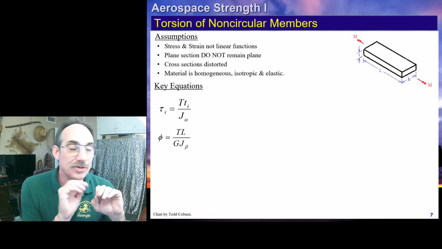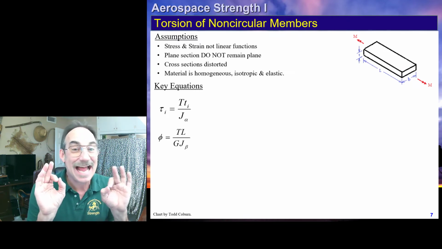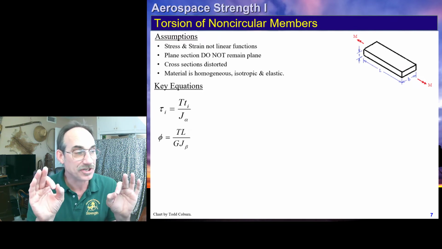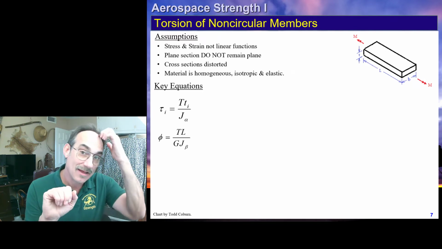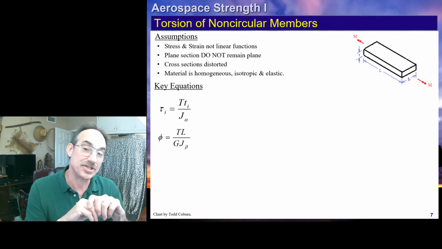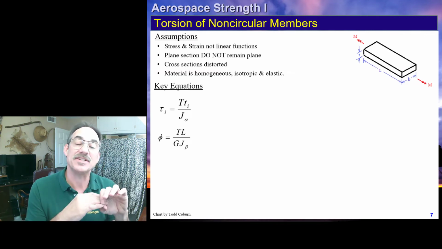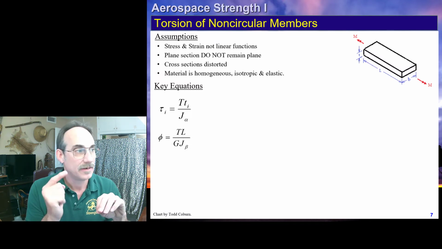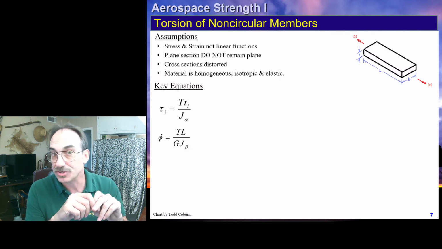For angle of twist, you'll notice this equation has the same exact form as we saw for round sections, TL over GJ, but instead of J being the polar moment of inertia, J is just the torsional constant, which may be the same or different than the torsional constant for shear stress.